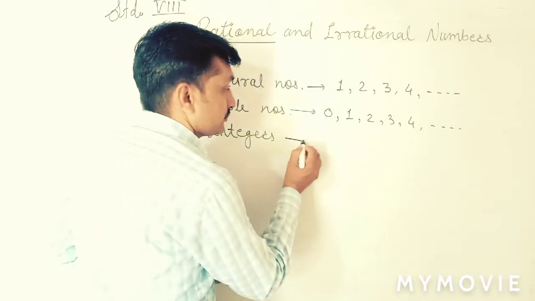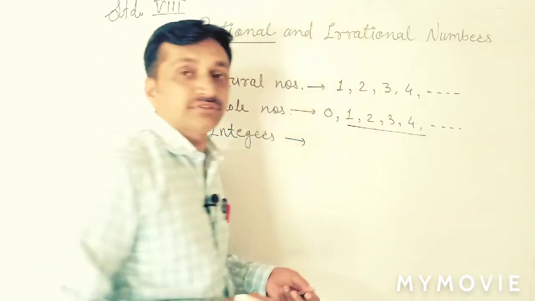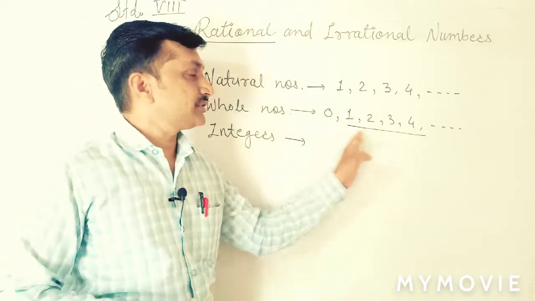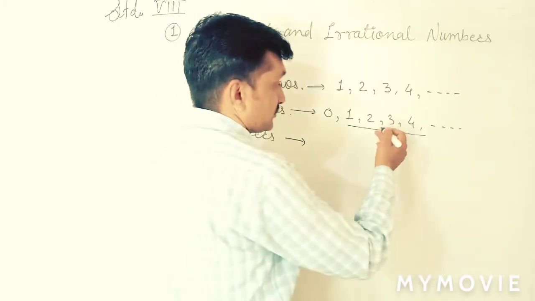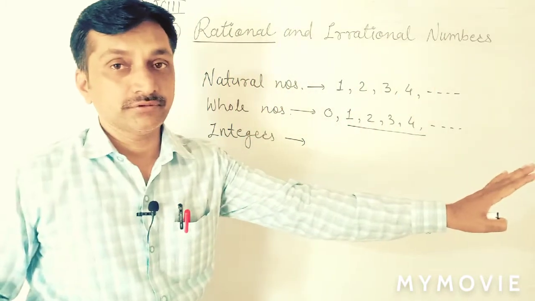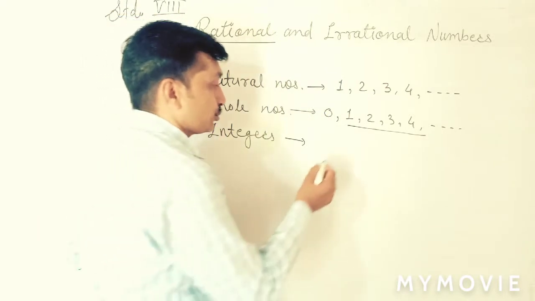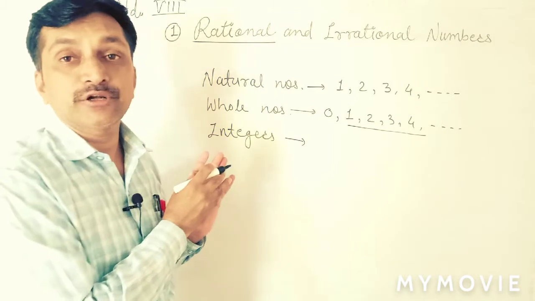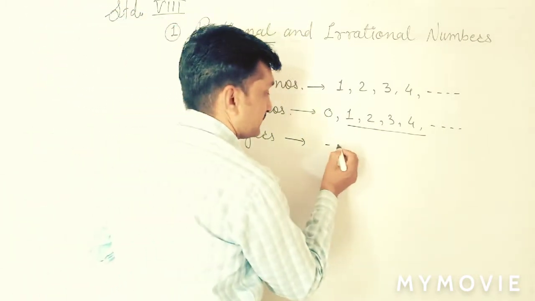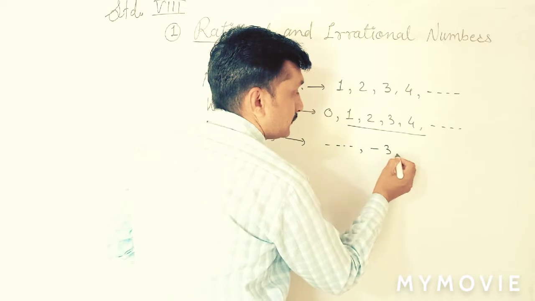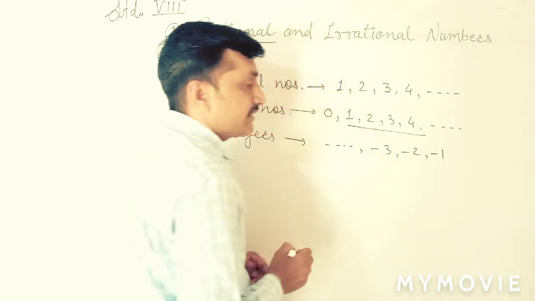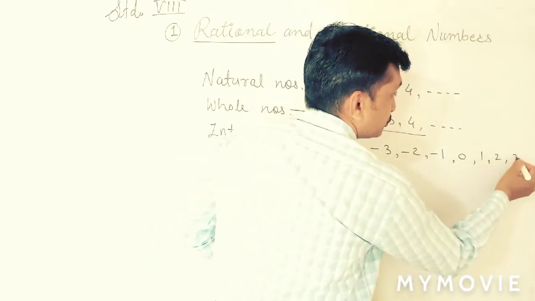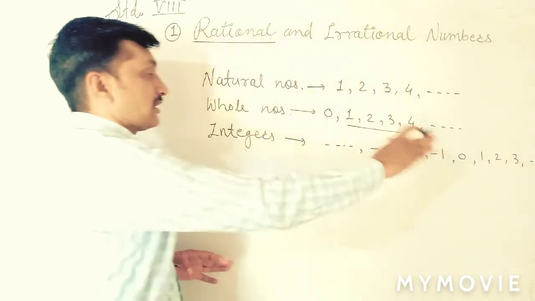And integers: these are positive natural numbers, positive numbers. If you add negative numbers to this group, that becomes integers. As we write positive numbers on the right side, negative numbers we write on the left side of 0. These are infinite on the right side, and negative numbers will be infinite on the left side. Minus 3, minus 2, minus 1. These are negative numbers. And now add whole numbers 0, 1, 2, 3 and so on. These are integers.